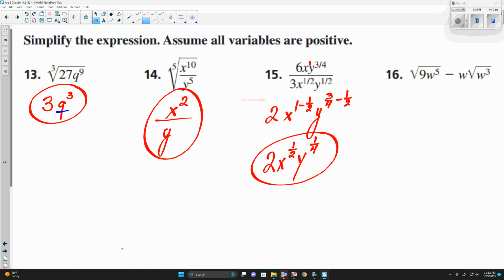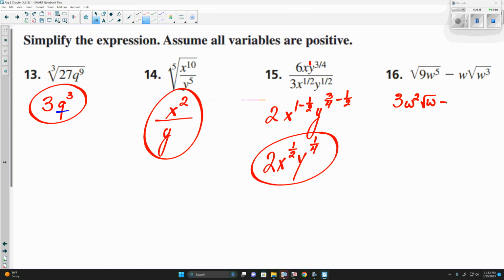And lastly, guys, the square root of 9w to the 5th minus w squared of w cubed. Well, looking at this here, we could take the square root of 9. We've done that before. It's not too bad. The square root of 9 is 3. Now we do need to simplify the square root of w to the 5th. How many groups can we take out? Because how many times can we subtract 2 from 5? Twice, which leaves us with the square root of w.